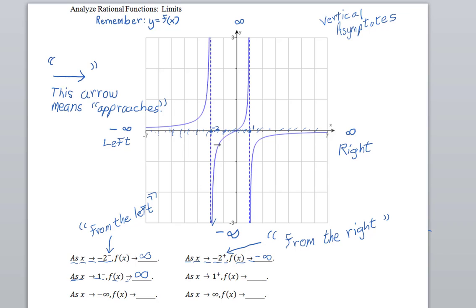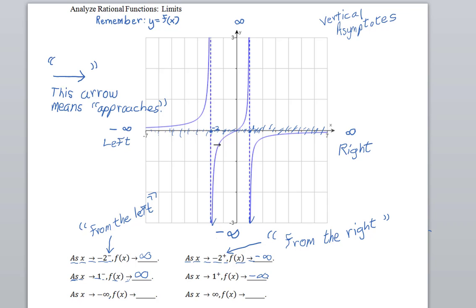And as x approaches +1 coming in from the right, well, look what the y values are doing, or the graph is doing. The graph is shooting off to negative infinity in the y direction. So I would write negative infinity. I know this looks strange, but you'll get used to it.